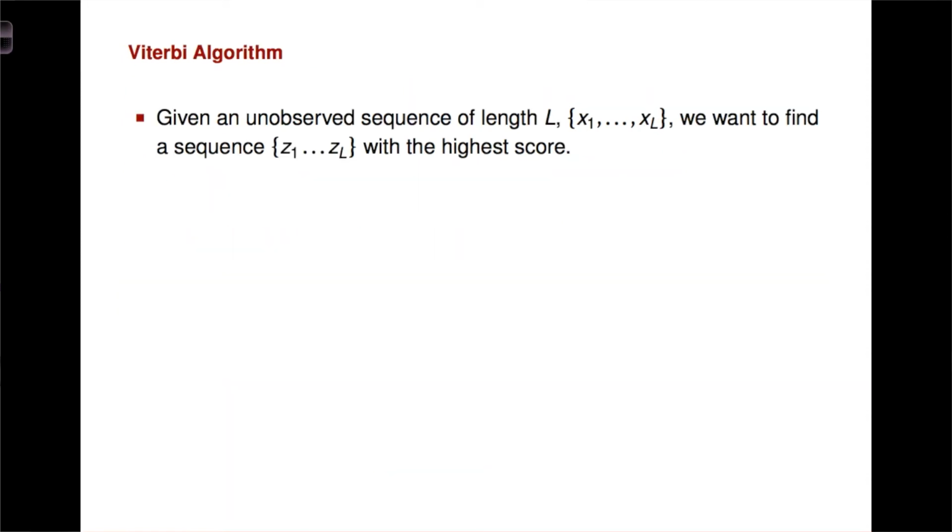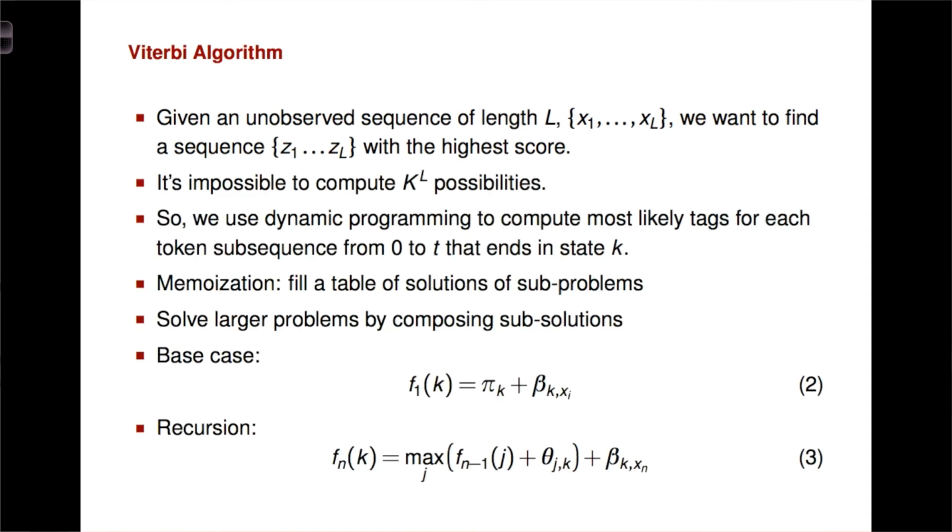Where we need some help mathematically is how, given a bunch of these scores, do we find the most likely sequence for a sentence? This is called the Viterbi algorithm, and the way this works is we want to avoid computing all k to the L possibilities, where k is the number of parts of speech and L is the length of the sentence.